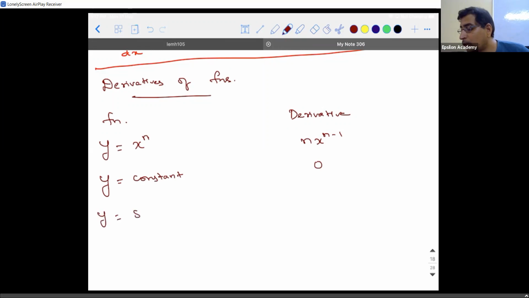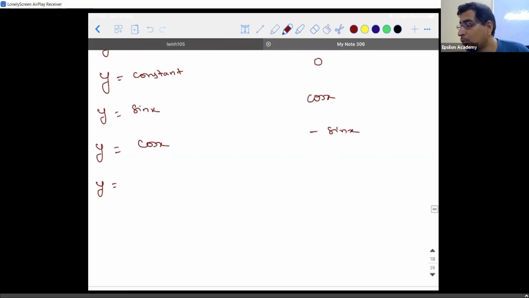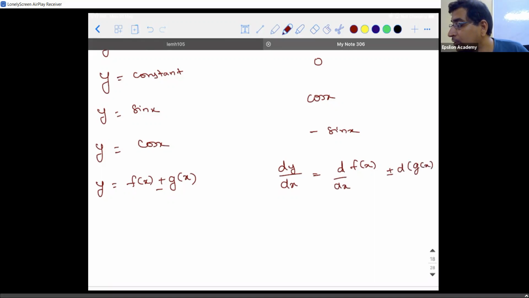So y is equal to sin x. Derivative: cos x. The derivative of sin x is cos x. Y is equal to cos x. Its derivative is minus sin x. So y is equal to f of x plus or minus g of x. What is the operation? Then dy by dx will be equal to the derivative of f of x with respect to x plus or minus the derivative of g of x with respect to x.